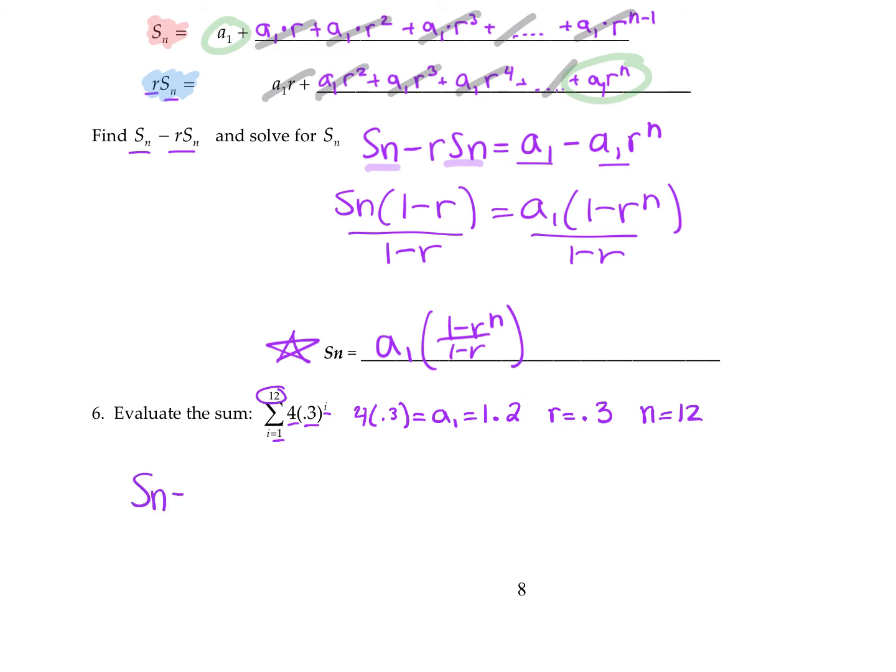So if I'm going to try to find the sum, I am going to plug into my formula. So 1.2 times 1 minus 0.3 to the 12th power all over 1 minus 0.3. And I can plug that in my calculator to find my sum. So my sum would be 1.714.